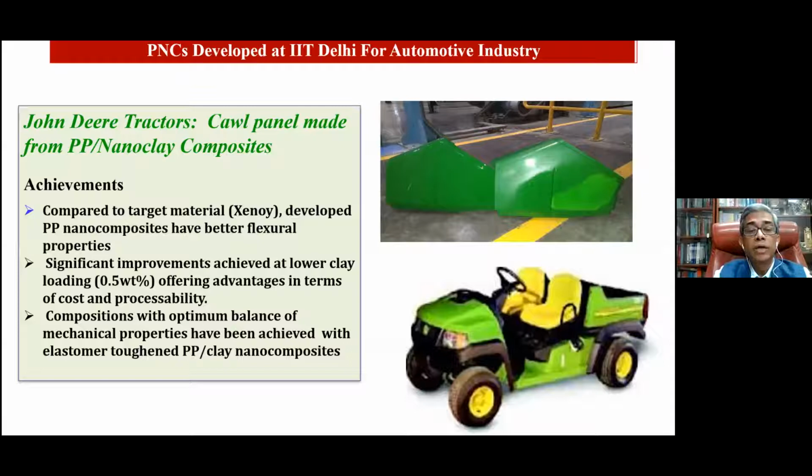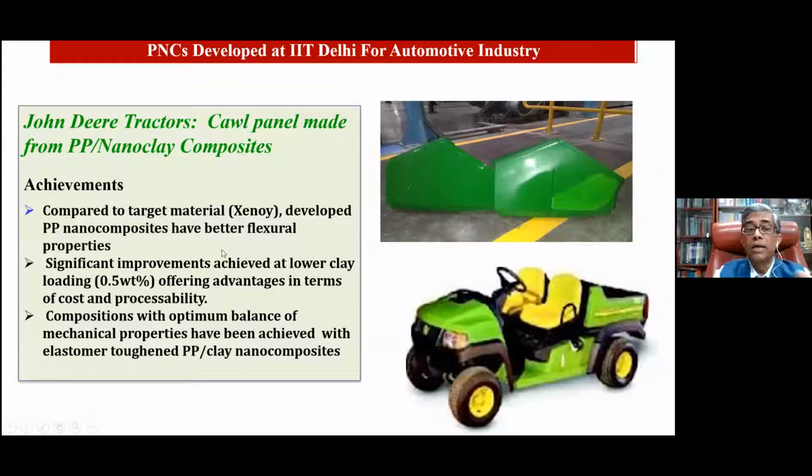We have done a lot of formulation development. With one formulation with 0.5% nano clay, we got very good processability and cost. They took this formulation and molded it into the actual shape and size of the parts which they fix at the side of their tractor, and which gave an optimum balance of mechanical properties. So that is one of the success stories that we could develop. But there is a lot to it.